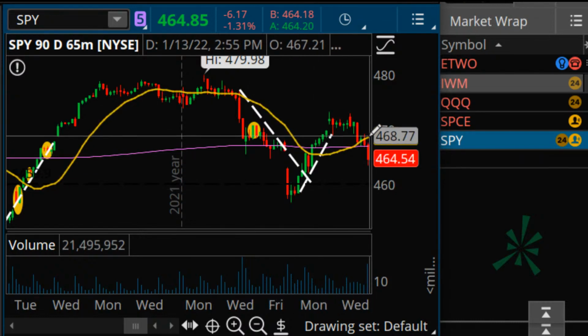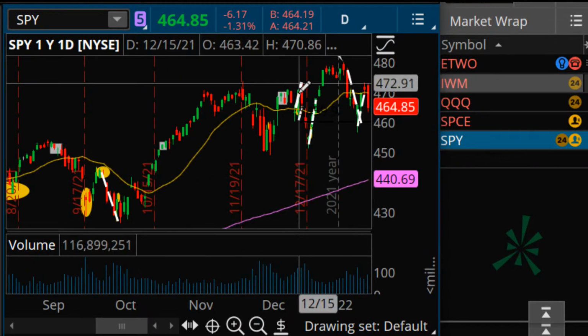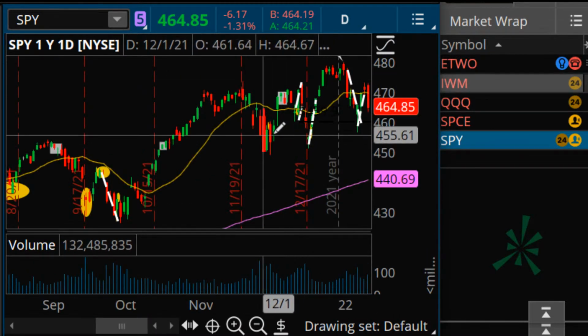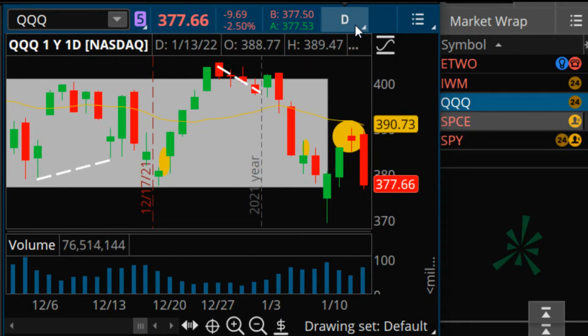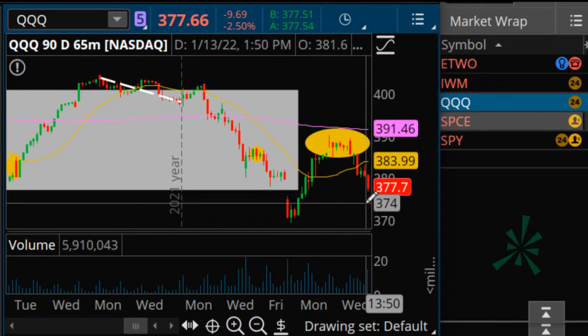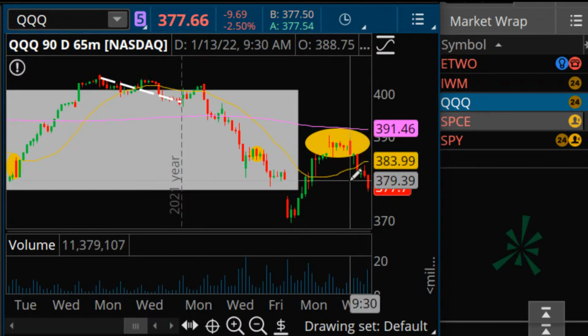So on the SPY here, more neutral is what we got. We're getting kind of a flat 20 MA now, kind of a deep pullback, and the daily's not in a downtrend. So the Qs are the one where we have a little bit more alignment and a little bit more profound pattern, perhaps, is another way to put it.